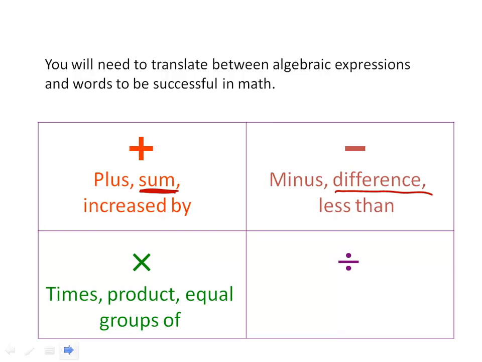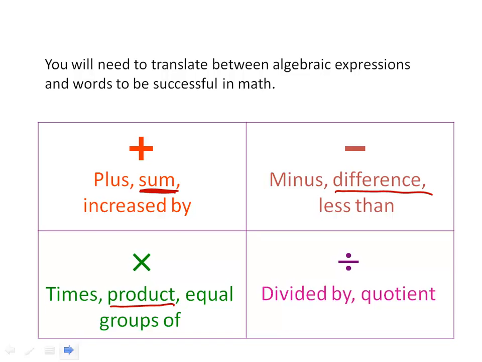All right. Times, product, equal groups of. So product is the main word for multiplication, the mathematical term that we use for it. So these are all keywords we use for that.